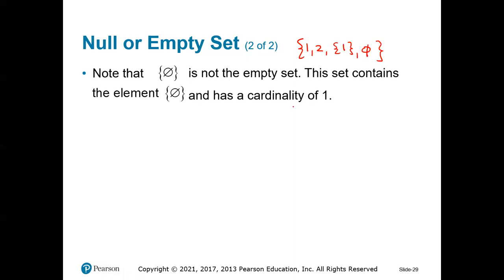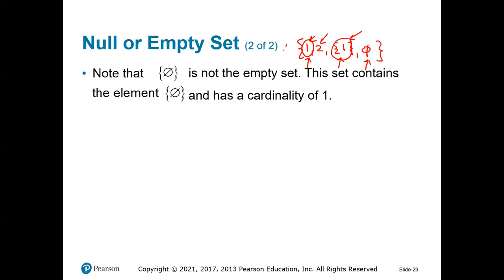So this set has how many elements? 4 elements. What are these elements? 1, 2, and the third element happens to be a set by itself that has 1 element. Do not confuse this by itself and this one here. These are totally different animals. This is the element 1. This is number 1. This is a set that has 1. And the fourth one is the empty set.